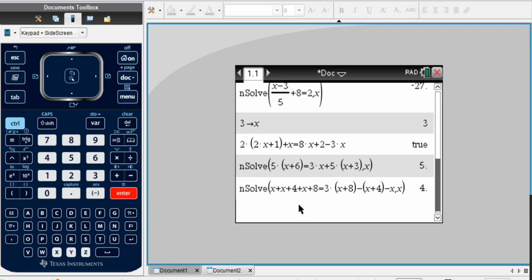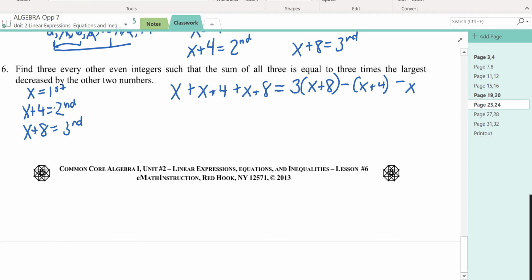I think I end up with x equals 4. X equals 4. Okay?